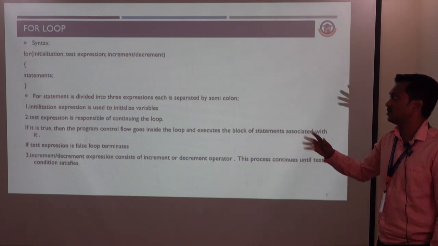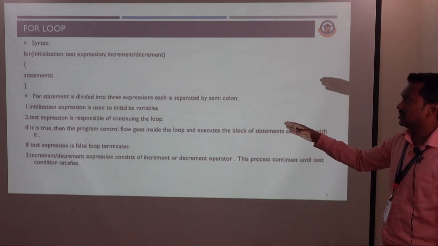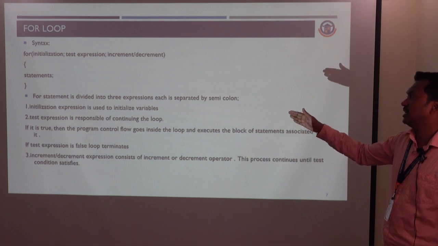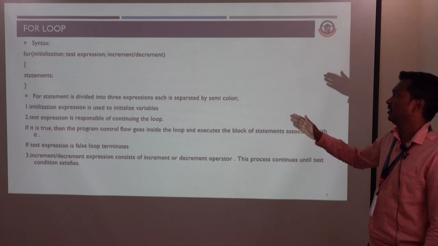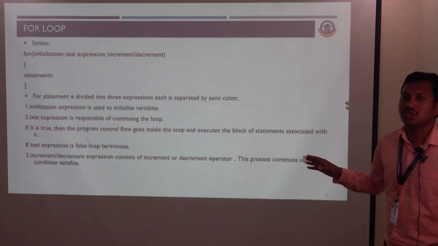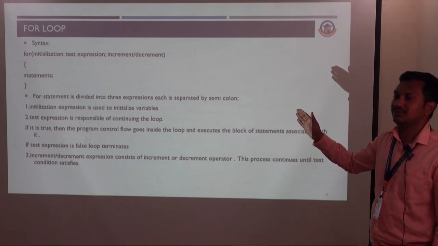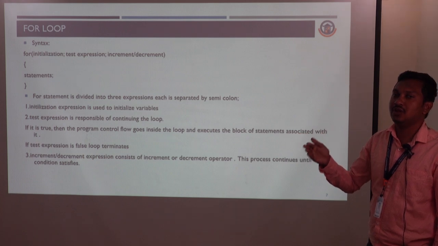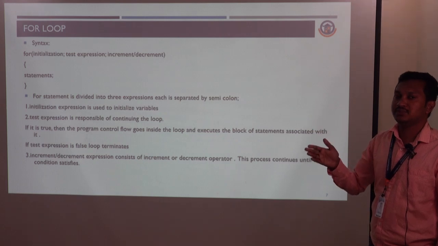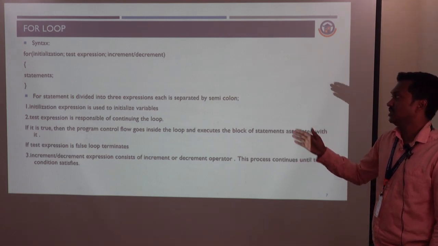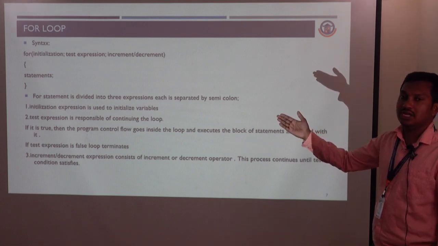What is the syntax of the for loop? First for as a keyword, then the initialization, that is the variable initialization, then a semicolon, then the test expression, which is nothing but a condition, then a semicolon, and again the increment or decrement operator. If we want to increment or decrement a value, we use plus plus for increment and minus minus for decrement. Then within the open brace we give the statement, same as in the while and do while loop.